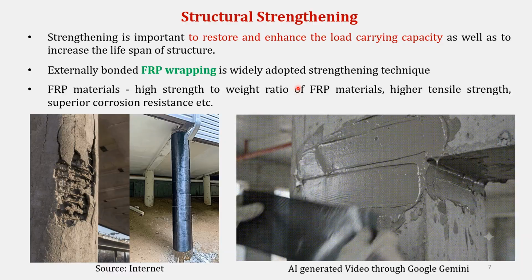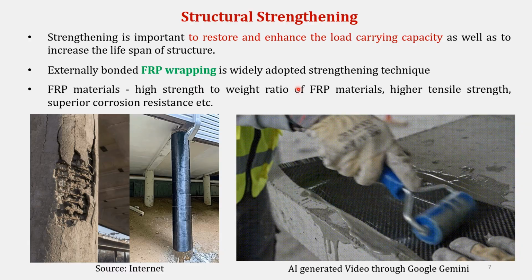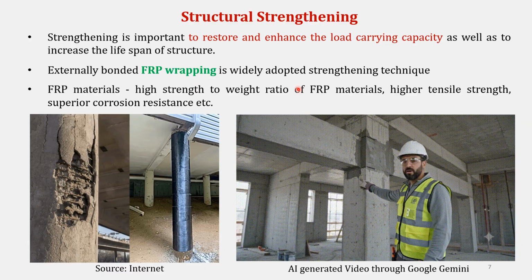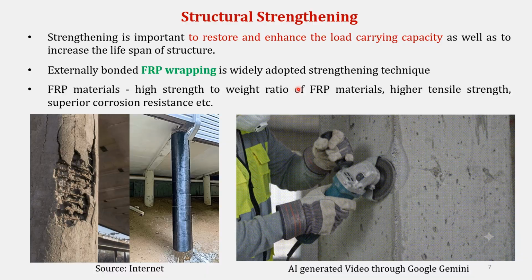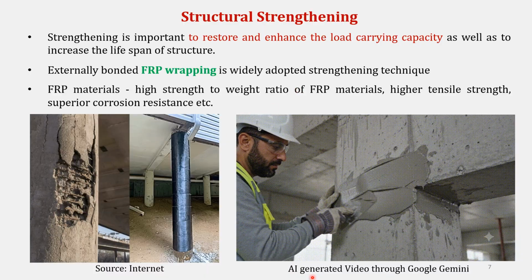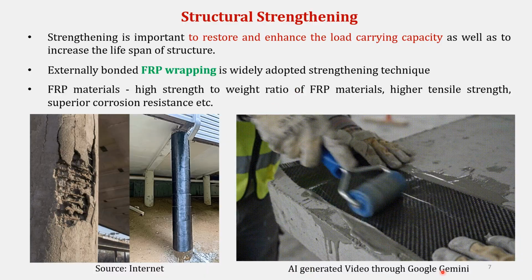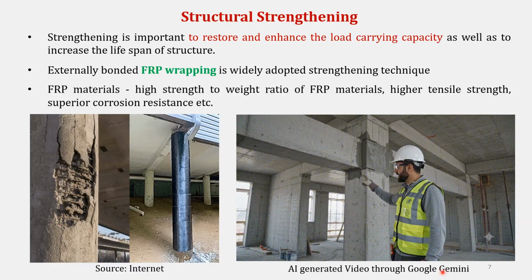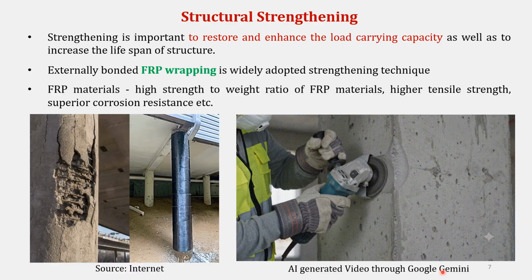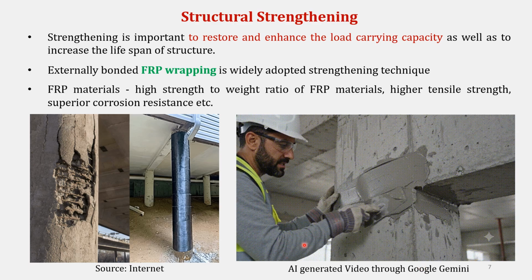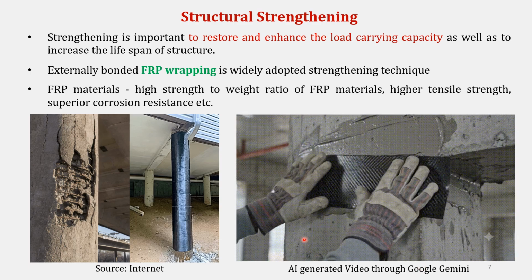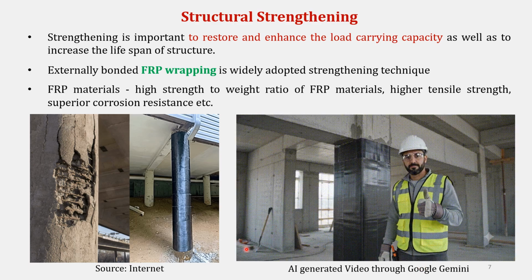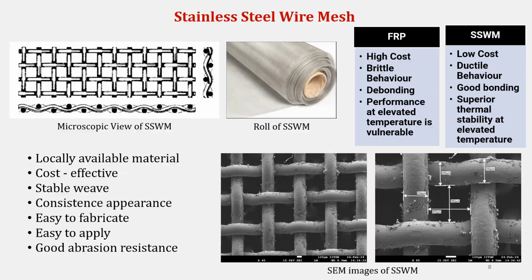Glass, carbon, and basalt fibers are some of the different FRP materials which are commonly used for external wrapping or confinement. They demonstrated excellent results and improved the overall structural response. However, issues such as brittle failure of FRP strengthened elements or debonding of FRP material have also been reported by researchers. Further, the performance of FRP materials at elevated temperature is a concern. Therefore, in the present study, stainless steel wire mesh is explored as a strengthening material for precast beam-column connections.